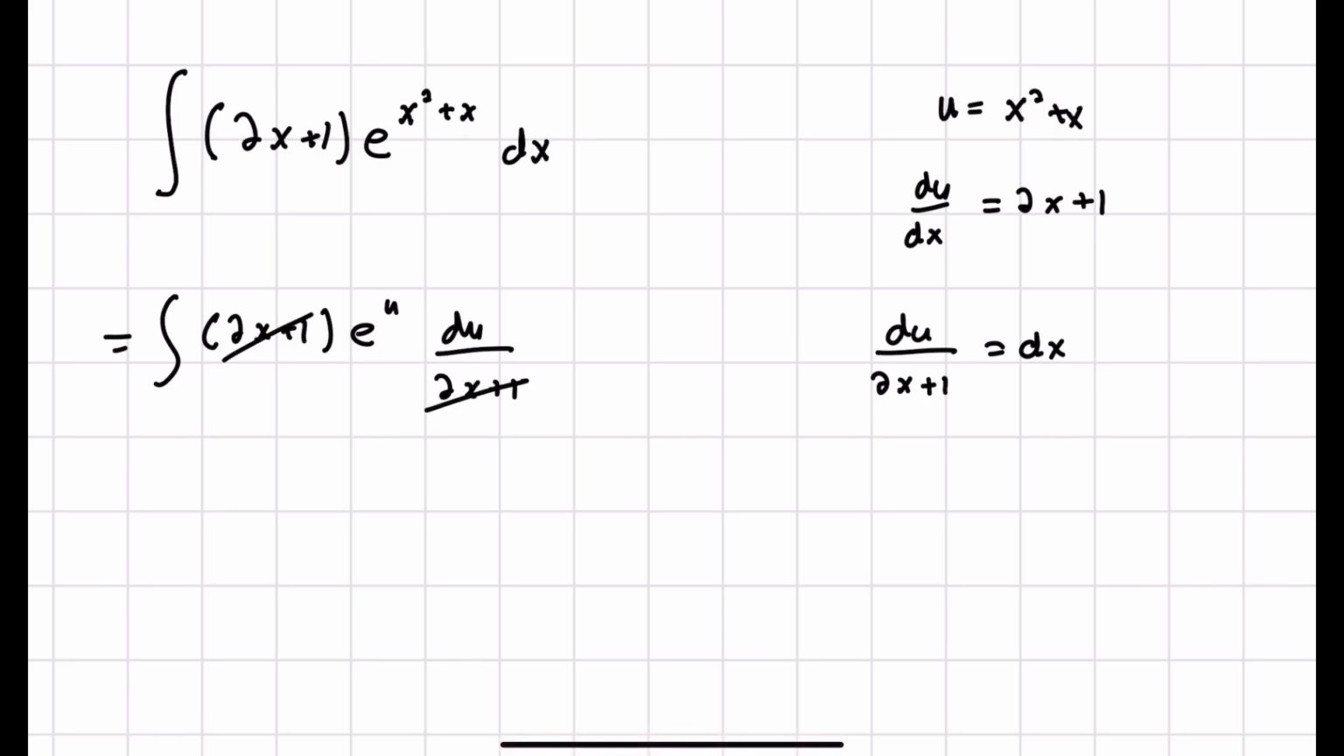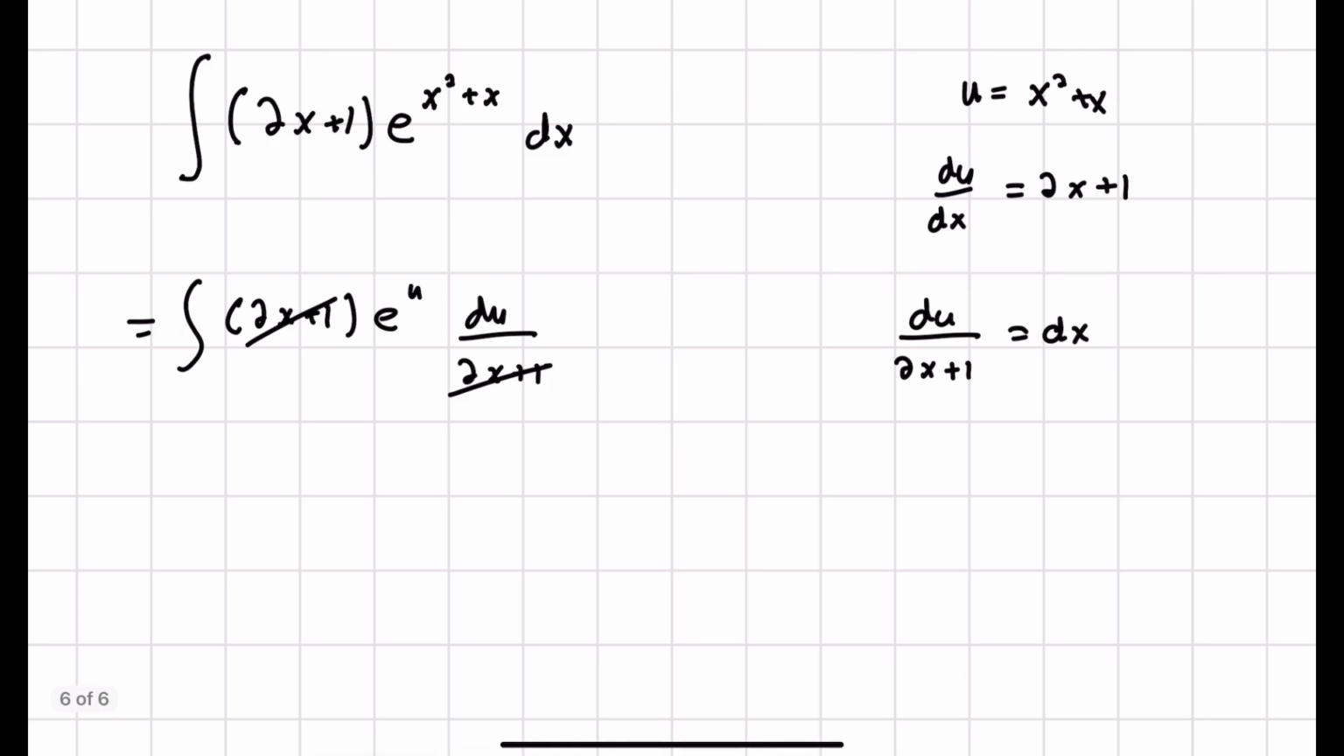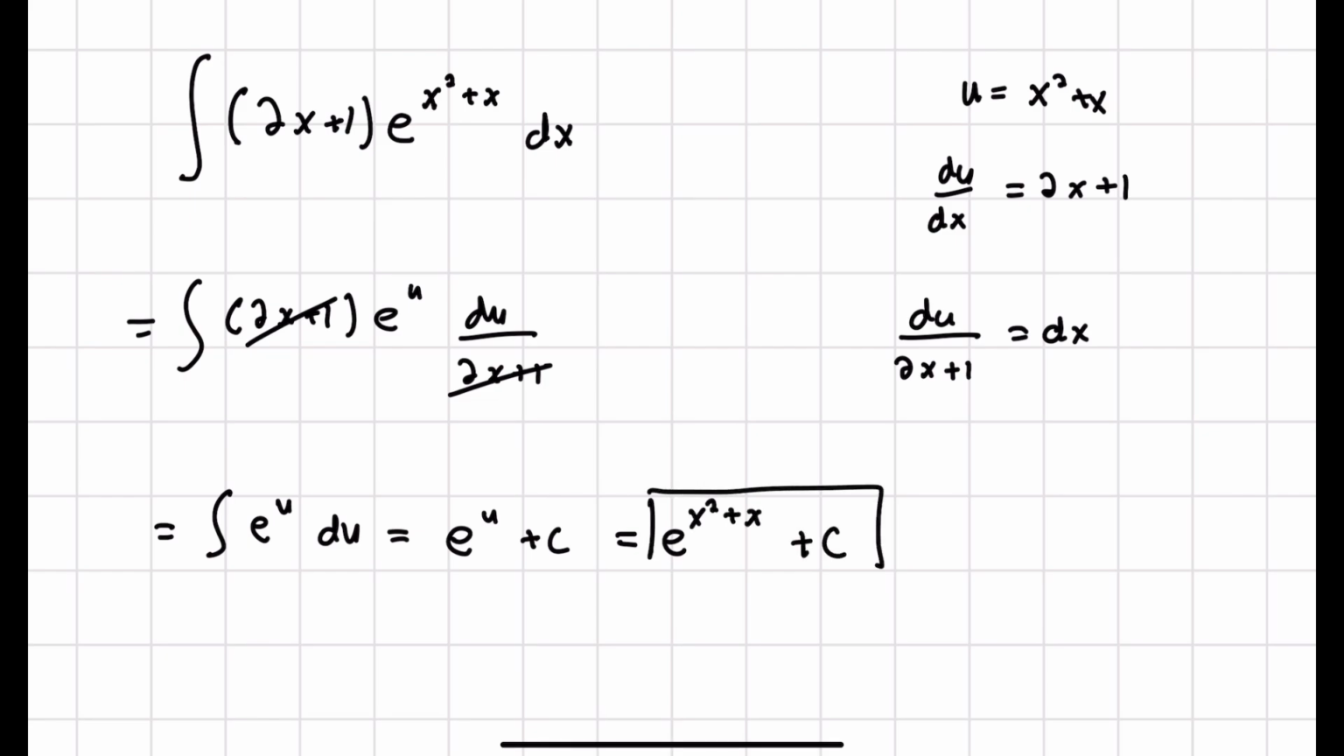This cancels out nicely, and then we're left with the integral of e to the u du, and we know that the integral of e to the u is e to the u plus c, and after substituting u, we have e to the x squared plus x plus c. And here will be our final answer.